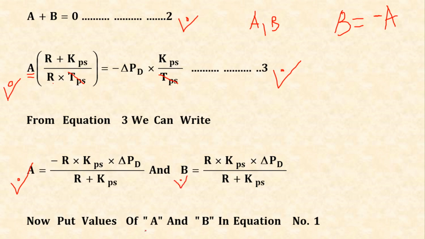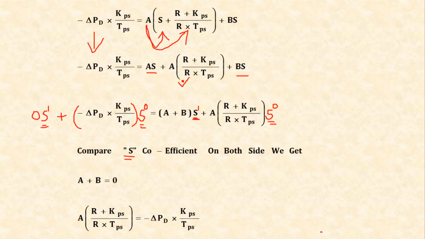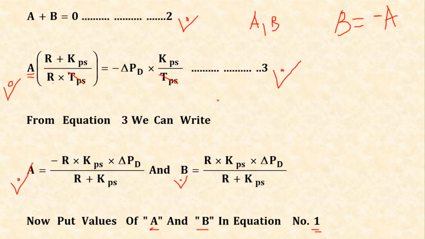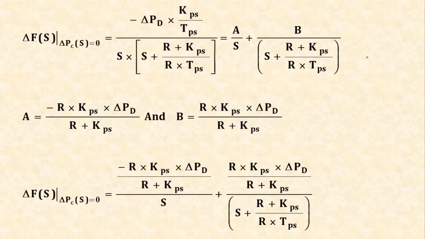So now we have to put the value of A and B in equation number 1. Clear? I have to put the value of A and B in this particular equation. So let us put the value of A and B. So this is our final equation and this is our value of A and value of B.